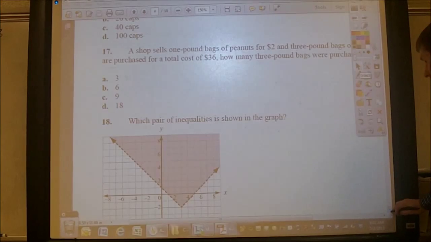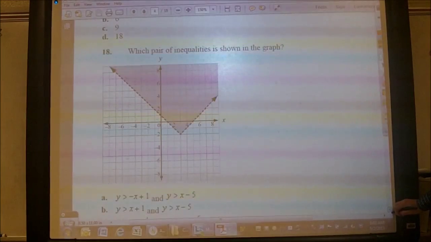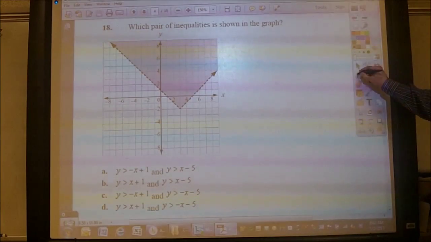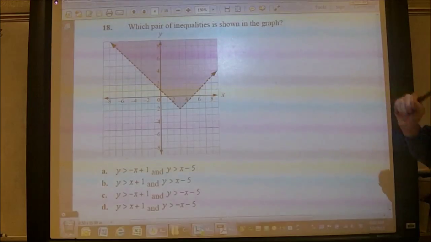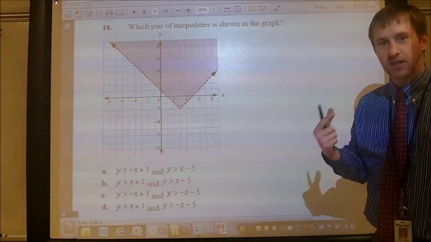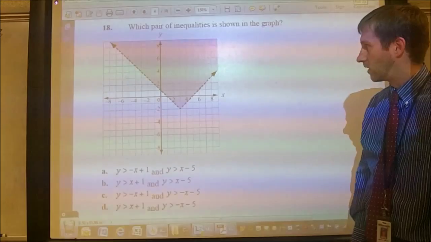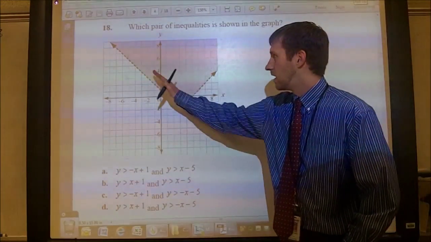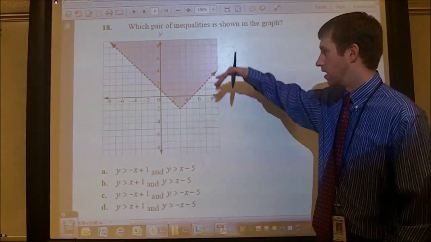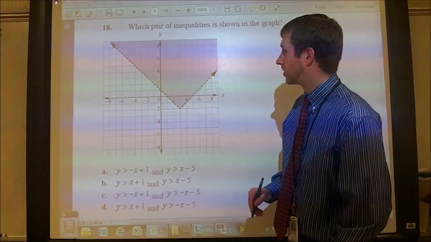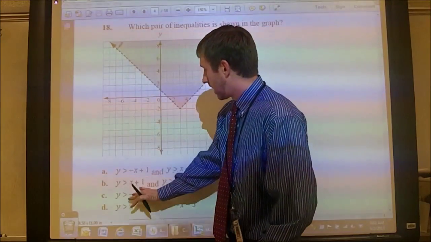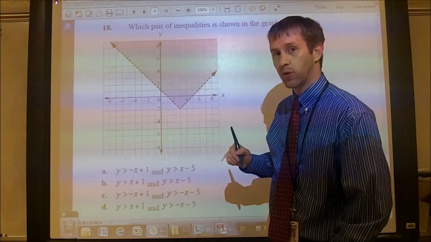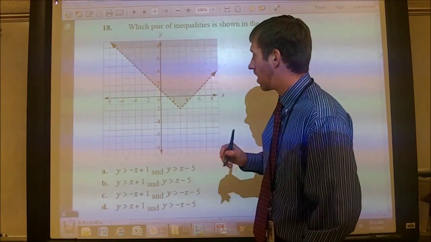All right. 18. Which pair of inequalities is shown in the graph? Okay, inequalities, notice they have the shading, right? And that's exactly what you want to look for when you have inequalities. What we want to come up with is the equations for these different lines. The answers are in slope-intercept form, which means I need to pick out two things: the slope of these lines, and their y-intercepts.